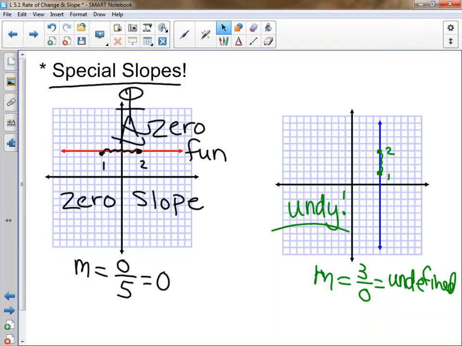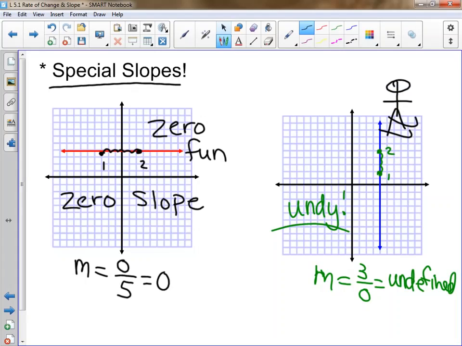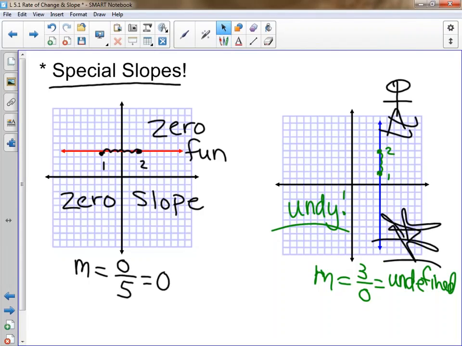If I'm a skier and I'm on this blue slope, that could be fun for a little while, but eventually that's not going to be so fun. When you get to the bottom of this slope, your body might be splat, undefined. So here it is again. 0 slope, 0 fun. Undefined slope, your body is undefined. Hopefully that's clear.